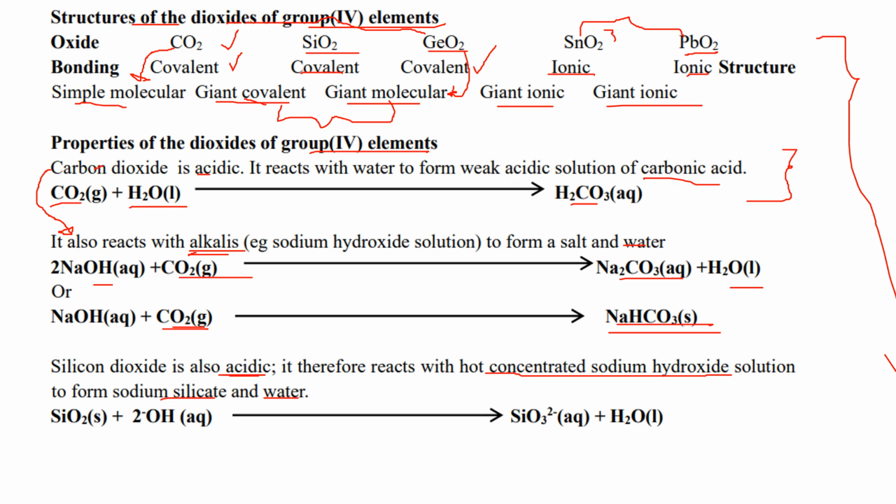So when you react silicon dioxide together with an alkali, either sodium or potassium hydroxide being concentrated, notice that these alkalis have to be concentrated. We form a sodium silicate or potassium silicate together with water. That's going to be the equation.